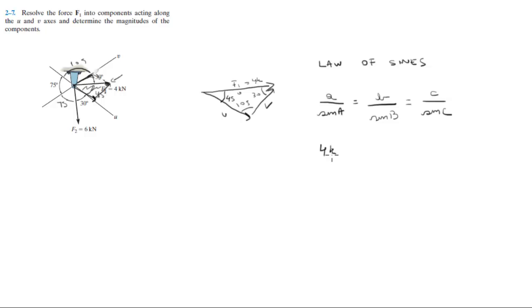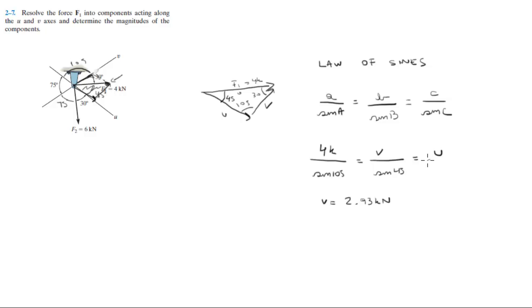4K over sine of 105 is equal to V component over sine of 45. So you multiply this 4K by sine of 45 and you divide by sine of 105 and you get V, which is 2.93 kilonewtons.